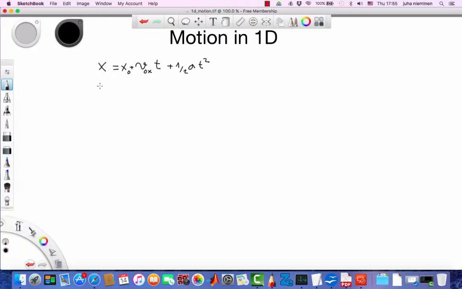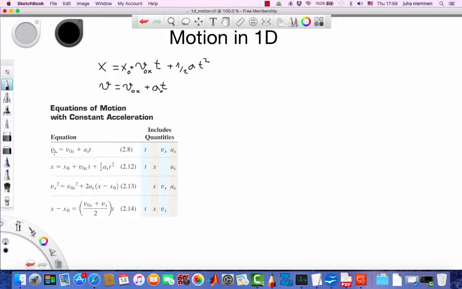Next, if we look at the velocity, the simplest case when we have constant acceleration, we can always have some initial velocity along the x-axis like this. And now if we have acceleration, that means that the velocity increases at a constant rate, and that rate is acceleration. So after t seconds, we have added to the velocity the amount of acceleration times t, and this is of course along the x-axis.